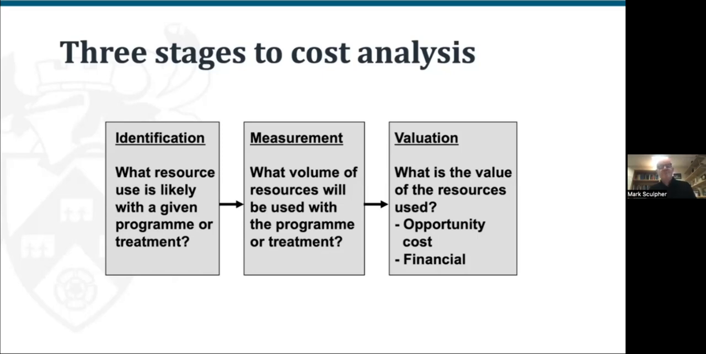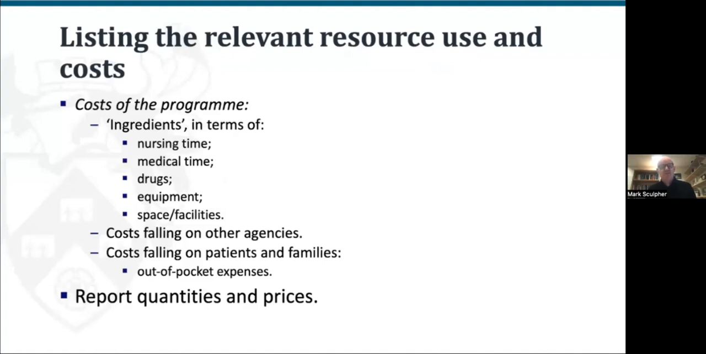We then need to measure their volume of use. So how many of those things? And then we have to put a value on them. That is, what is the unit cost? What is the price or financial cost associated with a unit of the resource, a day in hospital, a visit to a clinic? And that we can express financially, or we can express in terms of opportunity cost.